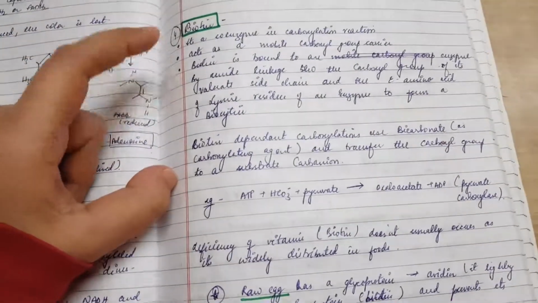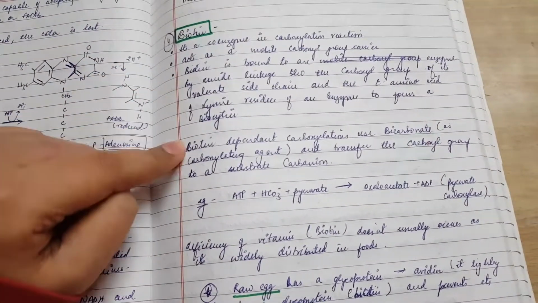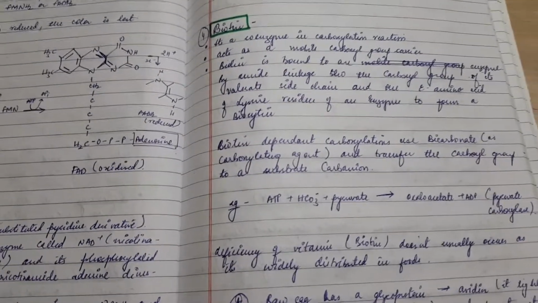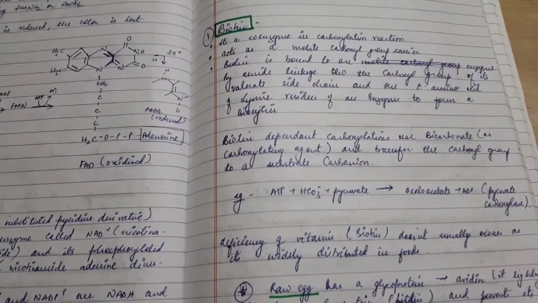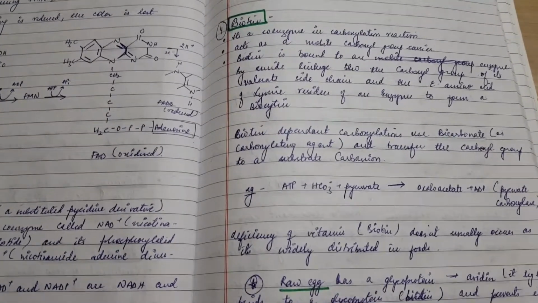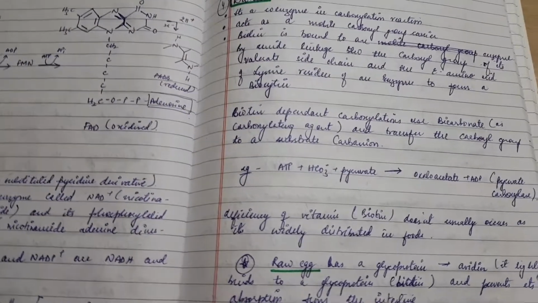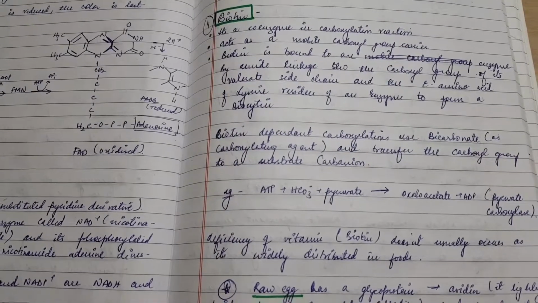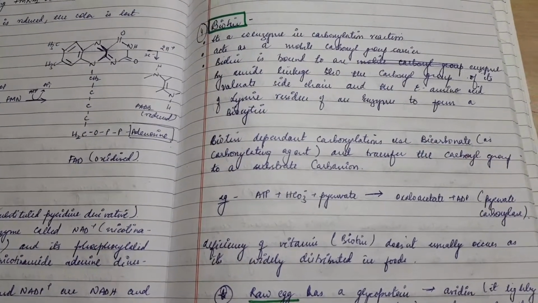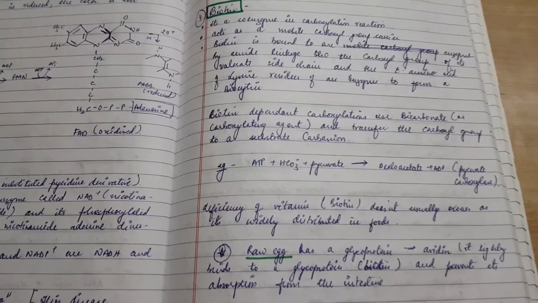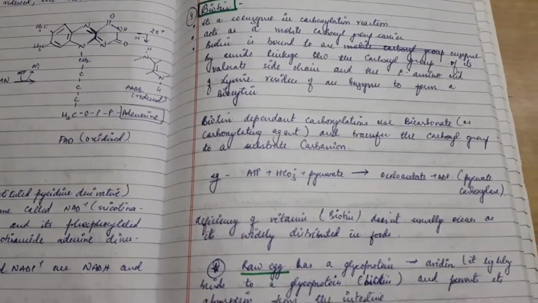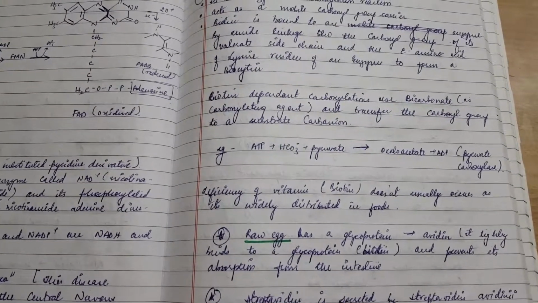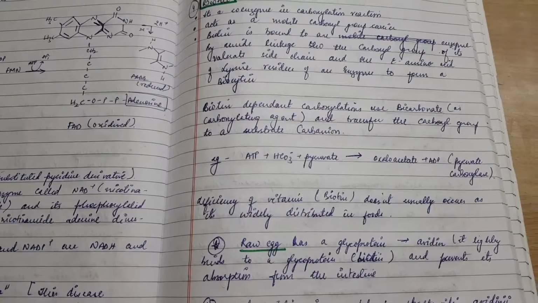This is not that important, which I'm telling you, the third point and this whole paragraph, because it is basically related to structures. It is important for the theoretical point of view. So people who are just looking for writing answers in their theoretical test papers, you can just memorize this point. This is a very important point and scores you various marks. So ATP plus HCO3 plus pyruvate gives oxaloacetate. This is a simple reaction which you need to learn. Should be on your tips. Reactions and structures. Deficiency of vitamin biotin doesn't usually occur. It's widely distributed in foods.